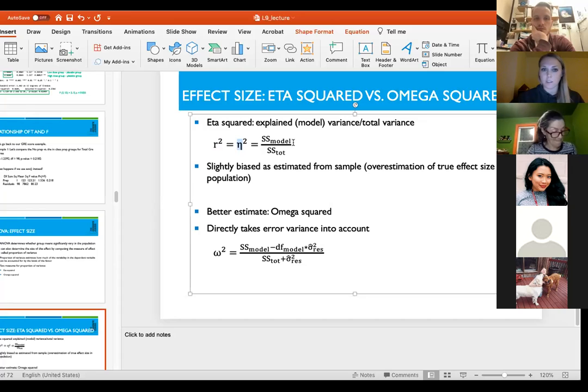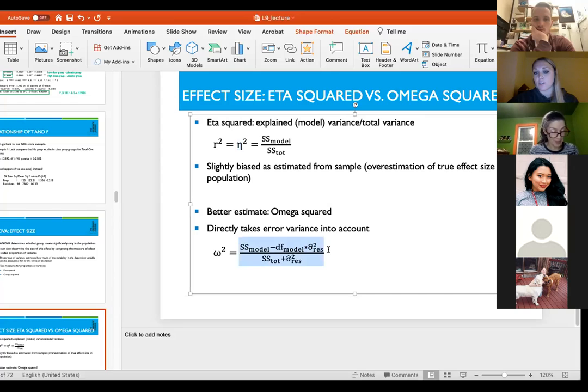So that makes sense. It is slightly biased, however, because we're dealing with a sample, we're estimating population parameters. So again, we're going to overestimate the true effect. This is always a problem whenever we're dealing with samples, which is an even worse problem whenever your sample size is smaller, just like what we talked about in t-test. So a better estimate is omega squared. This will directly take your error variance into account.